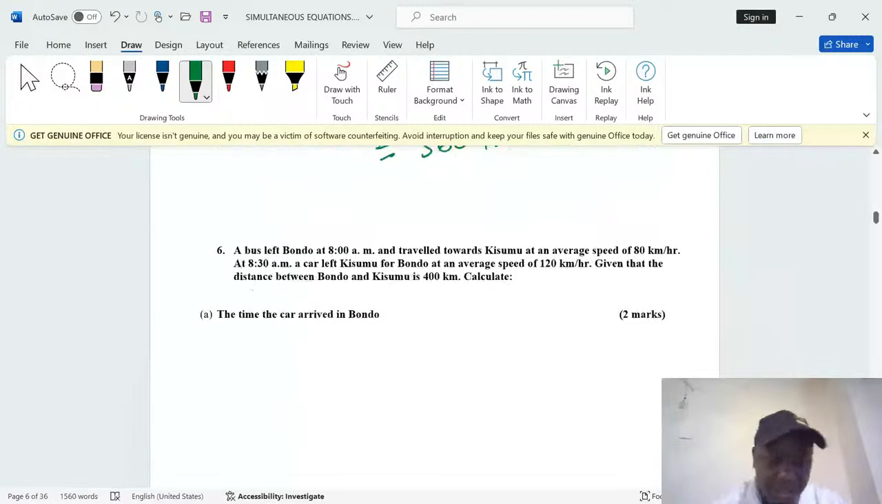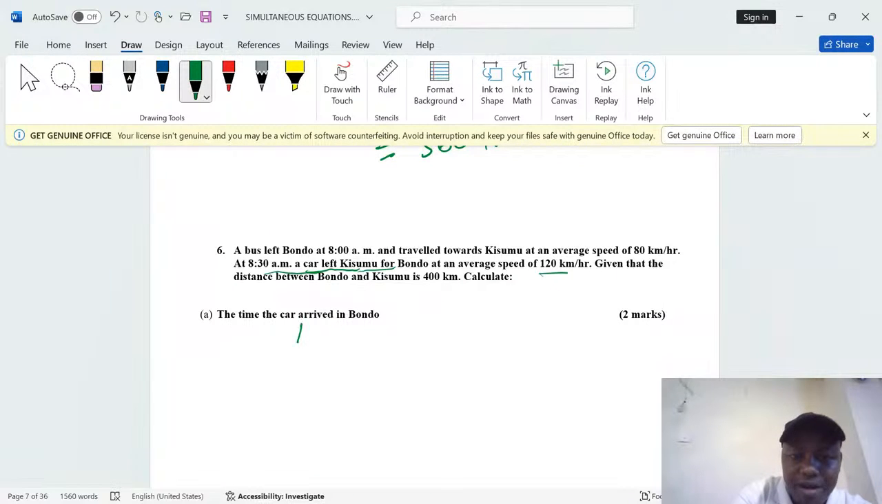There's a number 6 here, which says a bus left Bondo at 8 a.m. and traveled towards Kisumu at an average speed of 80 kilometers per hour. Then 8:30 a.m. a car left Kisumu for Bondo at an average speed of 120 kilometers per hour. Given that the distance between Bondo and Kisumu is 400 kilometers, calculate part 1, the time the car arrived at Bondo. Remember, the car is leaving Kisumu at exactly 8:30 at a speed of 120, and the total distance is 400.